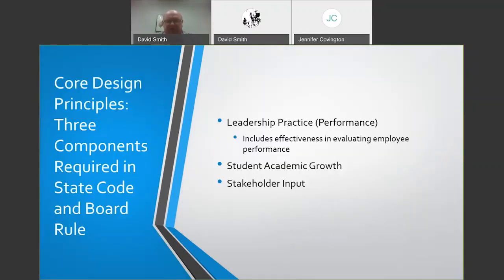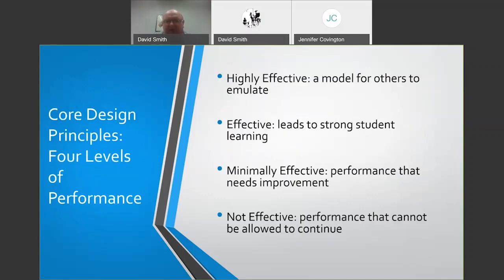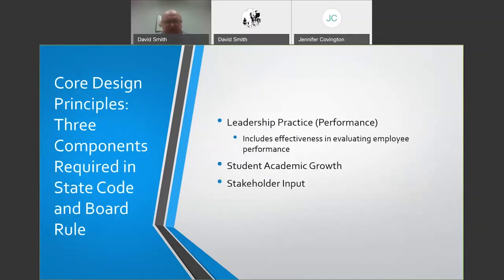So the first one is, you know what? I don't have them here. You have to go and look at those. I'm sorry. We have to go look at those in the handbook. Gosh, hang on for just a second. Okay, here they are. I'm sorry. These are the core design principles. Let me just go back here real fast.